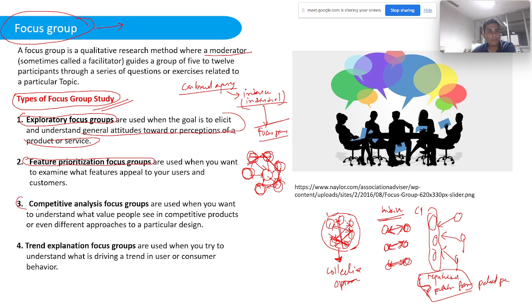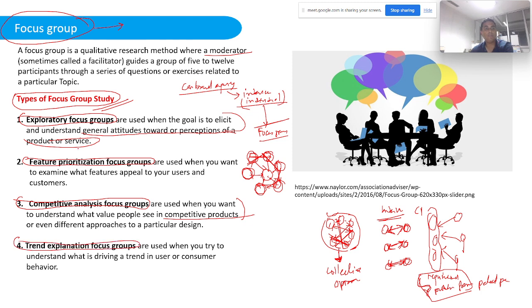Another type of focus group study is competitive analysis, where we try to discuss with appropriate stakeholders about the value proposition of competitive products, and also we try to discuss how we can improve upon our product by providing new value proposition. So this is more like competitive analysis via group discussion. The fourth category is trend explanation.